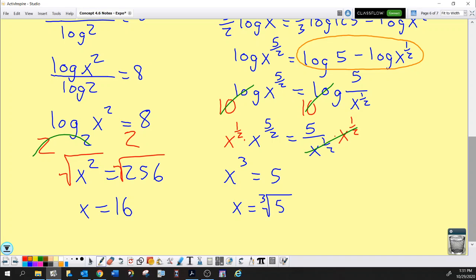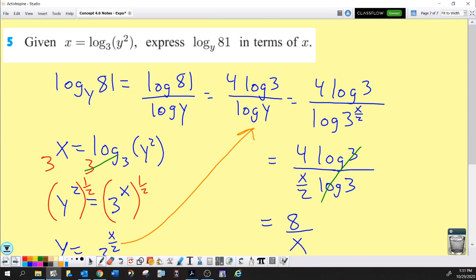We don't like fractions, so I multiply both sides by the denominator, x to the 1/2. When you multiply 2 numbers with the same base, you get to add their exponents. And 1/2 plus 5/2 is 6/2, which is 3. X to the 3rd equals 5, so x is the cube root of 5.